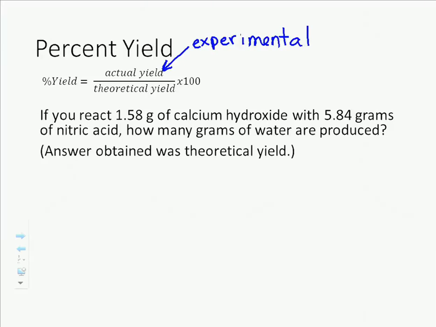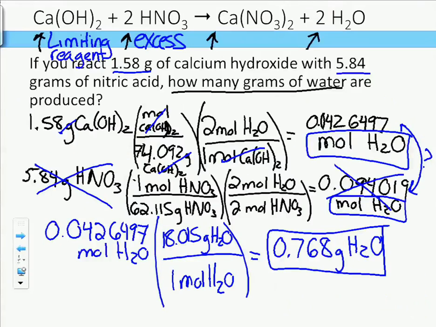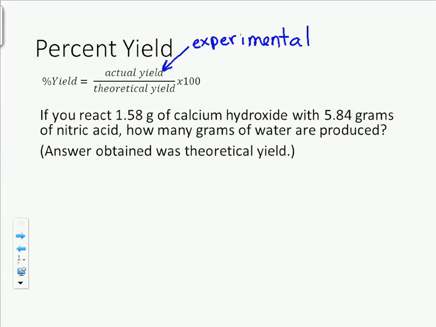So let's do an example. Before, whenever we did this, let's go back to that equation. So the 1.58 grams of calcium hydroxide with 5.84 grams of nitric acid, and how many grams of water are produced? We came up with, for our answer, 0.7628 grams of water.